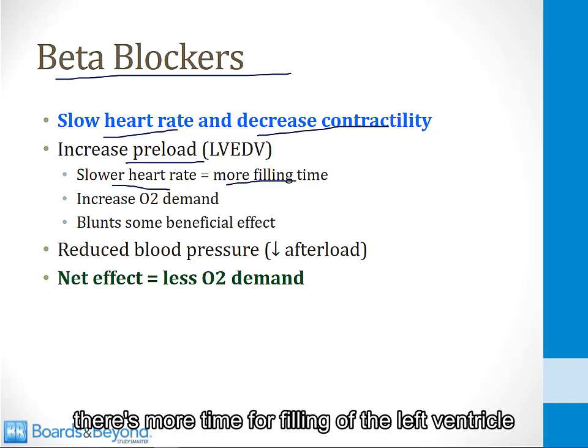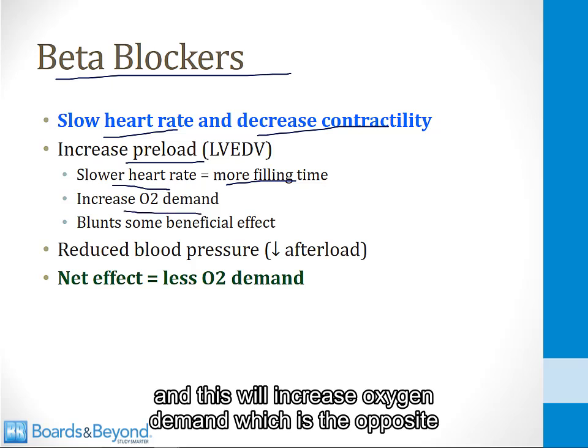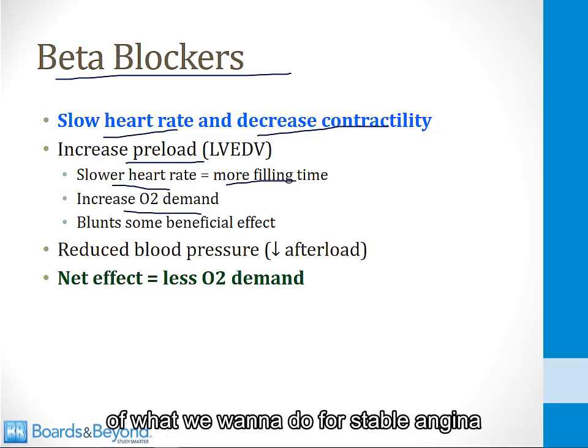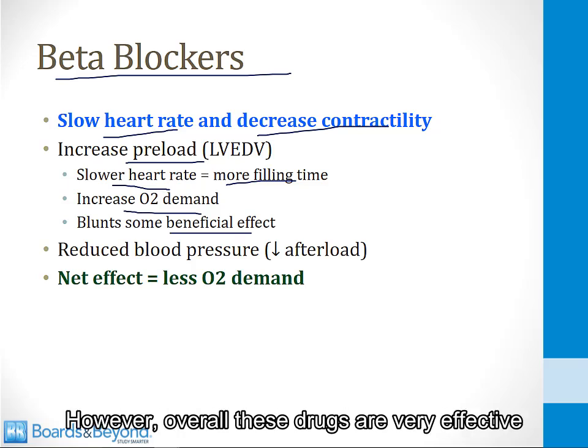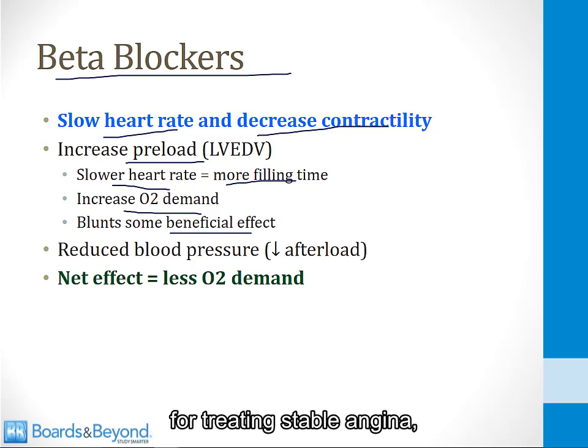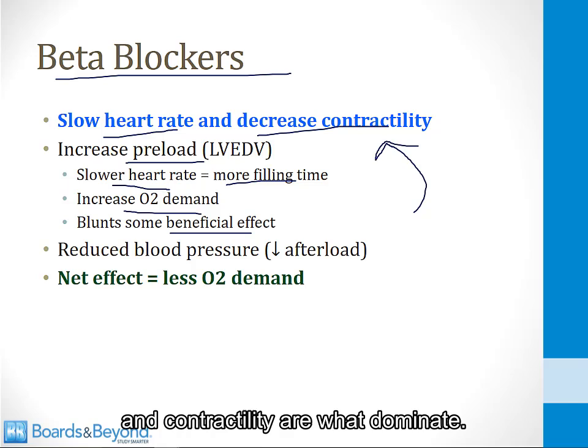the left ventricle, and therefore the preload goes up slightly, and this will increase oxygen demand, which is the opposite of what we want to do for stable angina, and this will blunt some of the beneficial effect of beta blockers. However, overall, these drugs are very effective for treating stable angina, and the effects in terms of heart rate and contractility are what dominate.